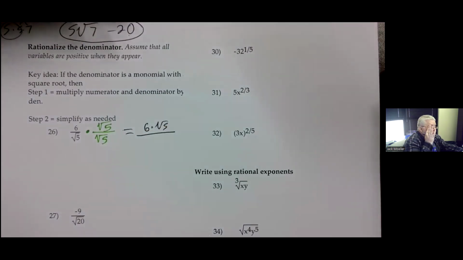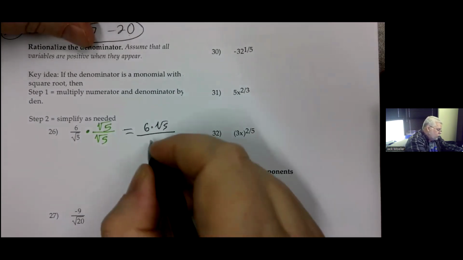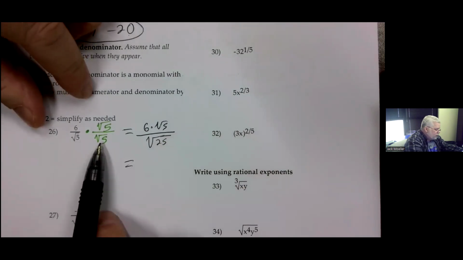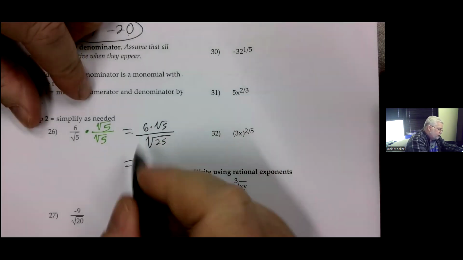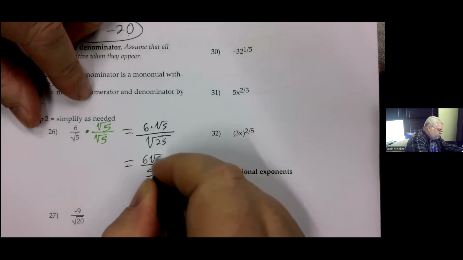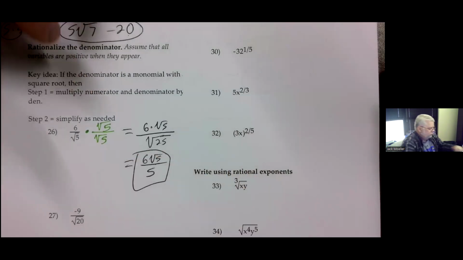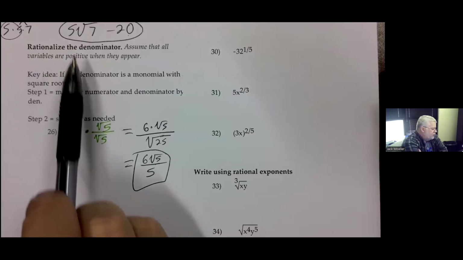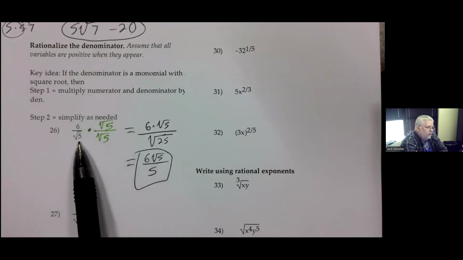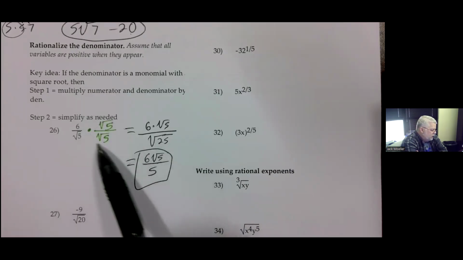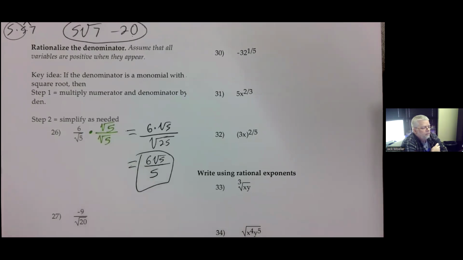And on the bottom, square root of 5 times square root of 5, well, that's square root of 25. Hopefully, as you get more comfortable with these, if you have a square root times itself, that just gives you the number on the inside, because the square root of 25 is 5. So the final answer here would be 6 square root of 5 over 5. That's what we mean by rationalizing the denominator. If the radical's in the denominator, we basically move it to the top, and that's legally how we do it, multiply top and bottom by that denominator.